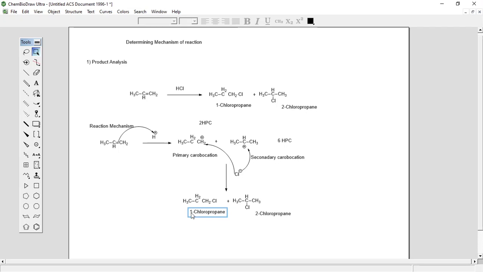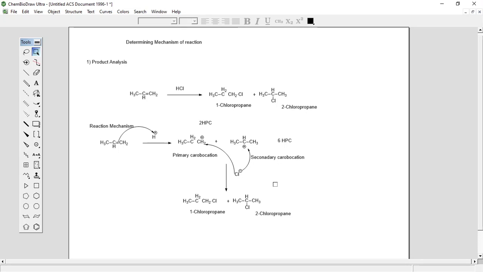So by this analysis you can say that this reaction, the addition of HCl to propene, involves the formation of a carbocation as an intermediate, and it follows Markovnikov's rule. Addition of HCl to propene follows Markovnikov's rule and involves the more stable secondary carbocation.